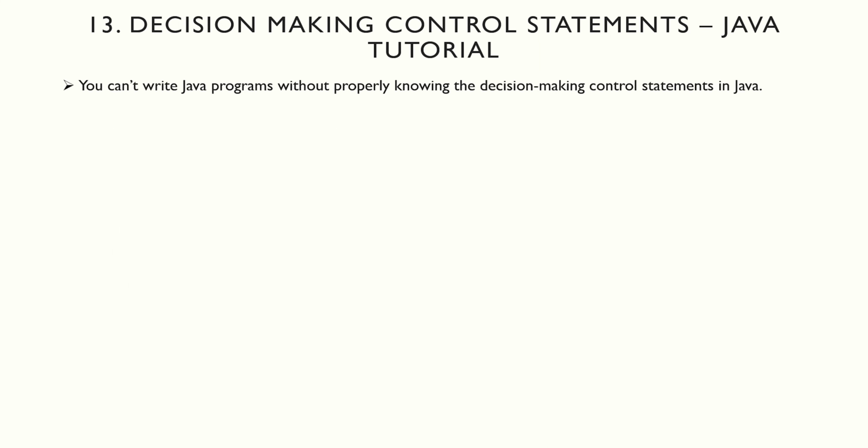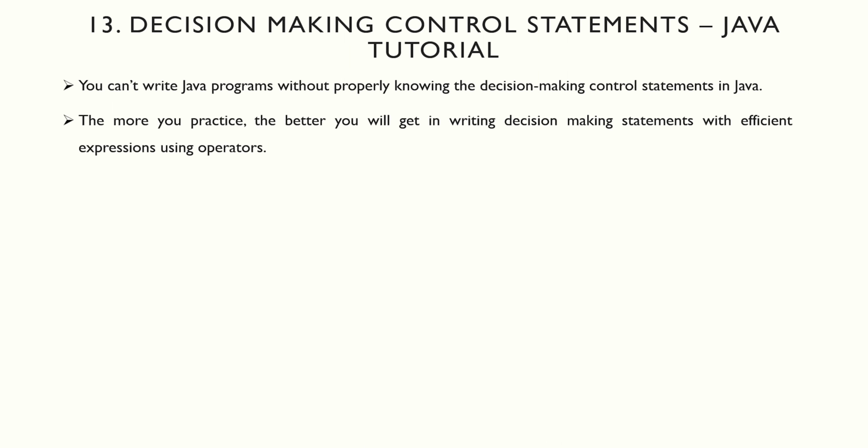You can't write Java programs without properly knowing the decision making control statements in Java. In most Java programs or projects dealing with real world problems, at some point the decision making control statements will be used. If you are new to programming, I recommend you keep practicing by considering real world problems that involve decision making. It can be simple problems like minimum of 3 numbers and maximum of 3 numbers and many others. The more you practice, the better you will get at writing decision making statements with efficient expressions using operators. Thank you.